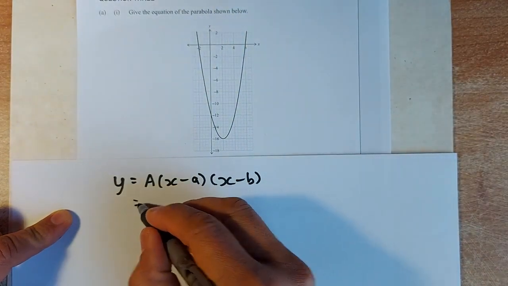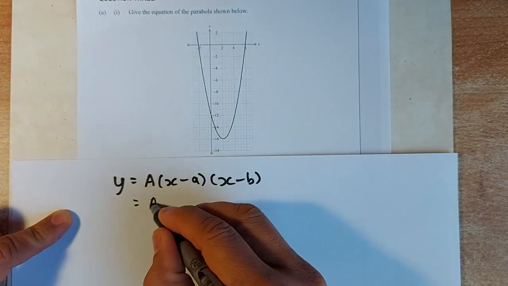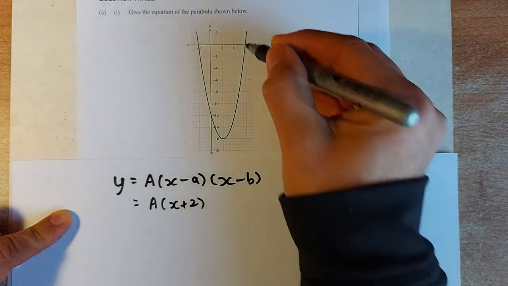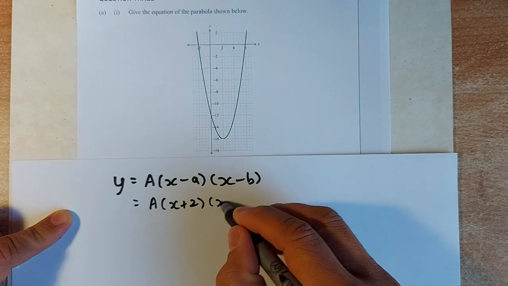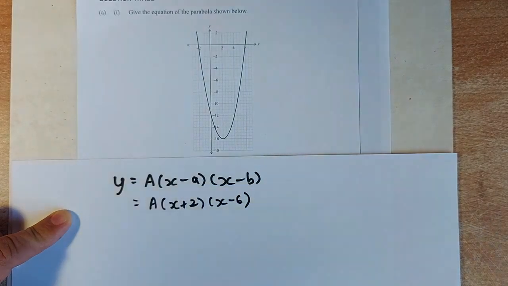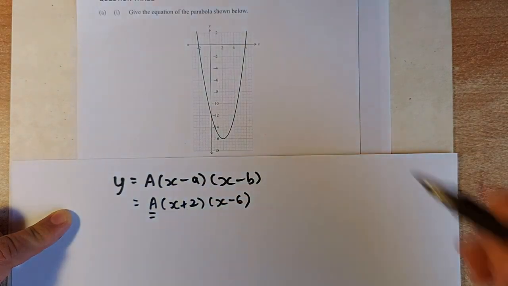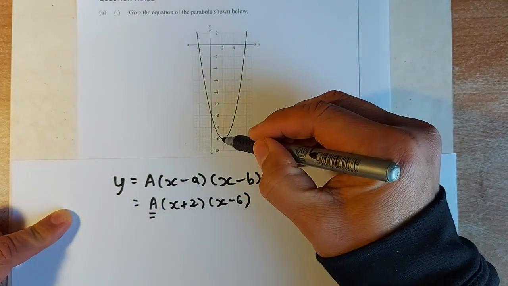So what you do, if it is -2, you just need to change it: x - (-2) becomes x + 2, and +6 becomes x - 6. The next job is to find the value of a. To find a, you need to find a point on the graph. So we shall look at this point here.